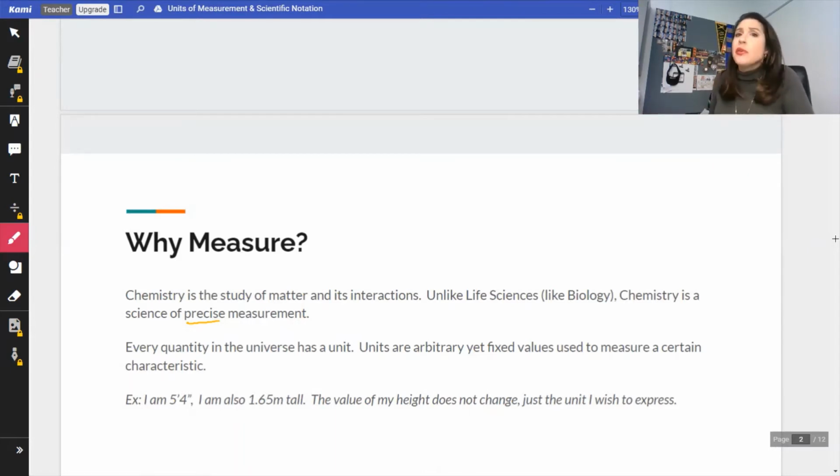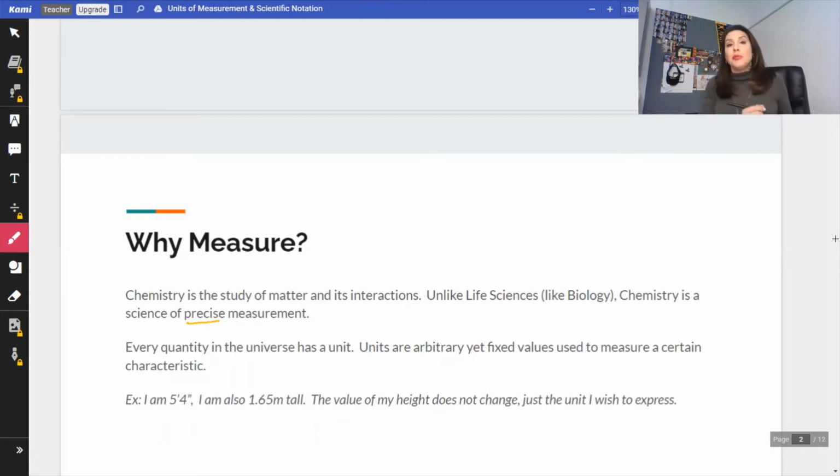And what's interesting about units is that they're actually arbitrary values. Someone has chosen that a foot is a foot or a kilometer is a kilometer. And even although they are arbitrary, they're also fixed in that they are standardized and the same from case to case to case, so that a foot is always 12 inches, no more, no less. And these arbitrary values measure certain characteristics.